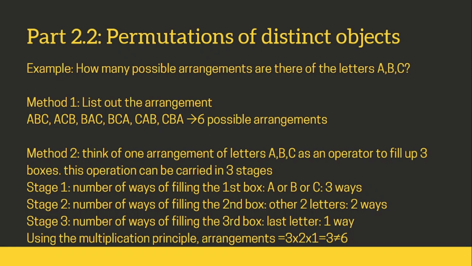You fill up 3 boxes. This operation can be carried out in 3 stages. So stage 1 is just thinking of how many ways you can fill the first box, A, B, or C. Second stage will be the second box, which are the remaining 2 letters. And then lastly, we have to think of the last box. And of course, the first 2 letters are already used, so there's only 1 way. So 3 times 2 times 1 will be equal to 3 factorial, equal to 6. The exclamation mark and the equal sign created that automatically.